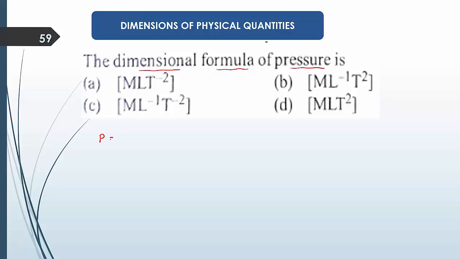Yes, we know that pressure is given by the equation force per unit area. What is the dimensional formula for force? We know that M L T raised to minus 2 divided by area. Area is what? Length into breadth. So that gives L square. So now we can write the dimensional formula for pressure will be how much? One L will get cancelled. M L raised to minus 1 T raised to minus 2. This is the dimensional formula for pressure. Now you can choose the right option. M L raised to minus 1 T raised to minus 2. So option C is right.